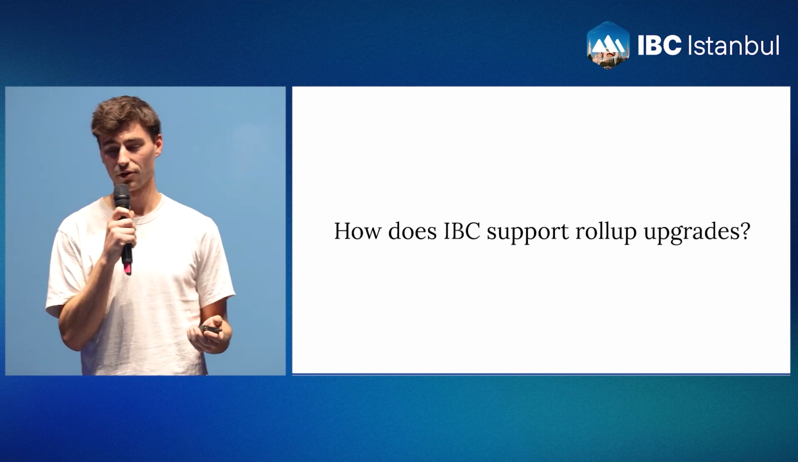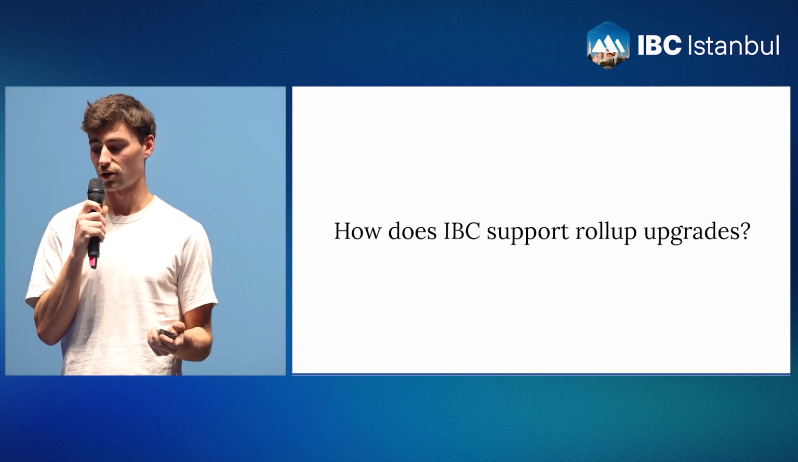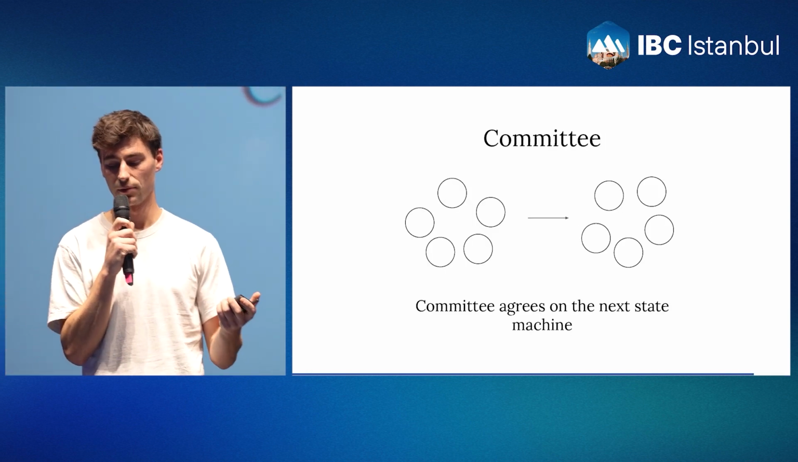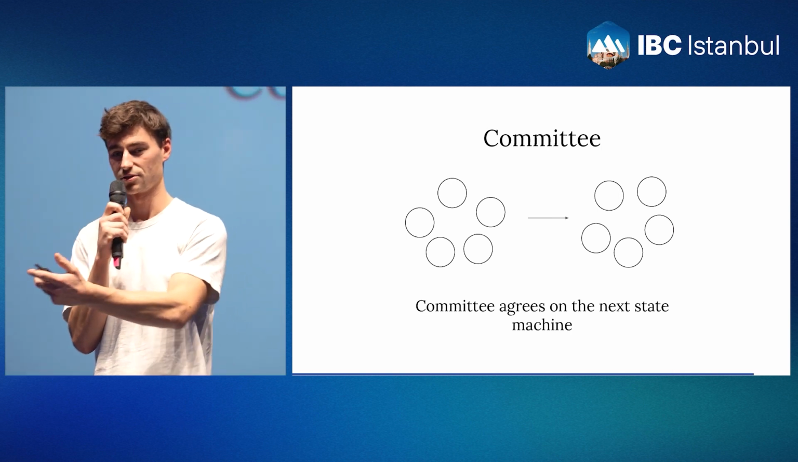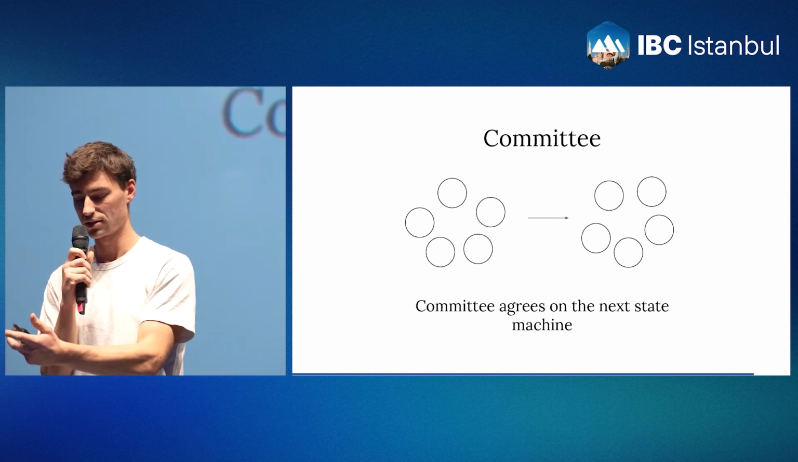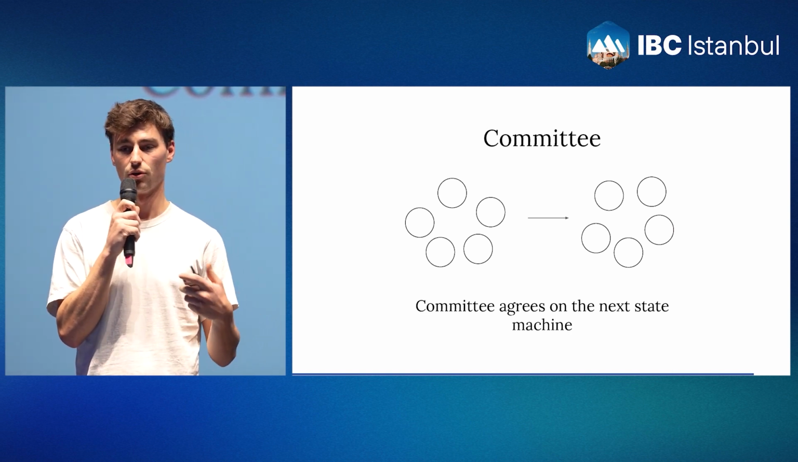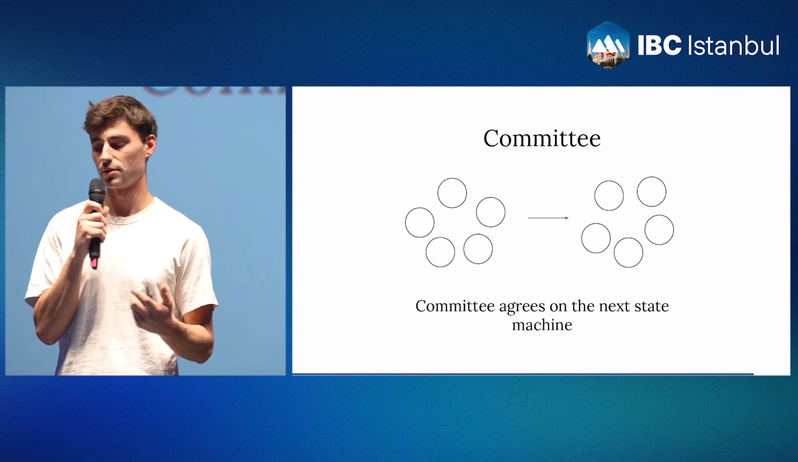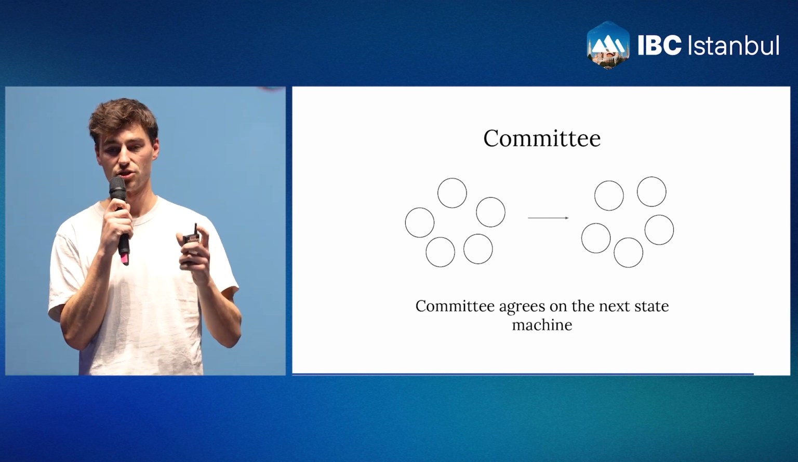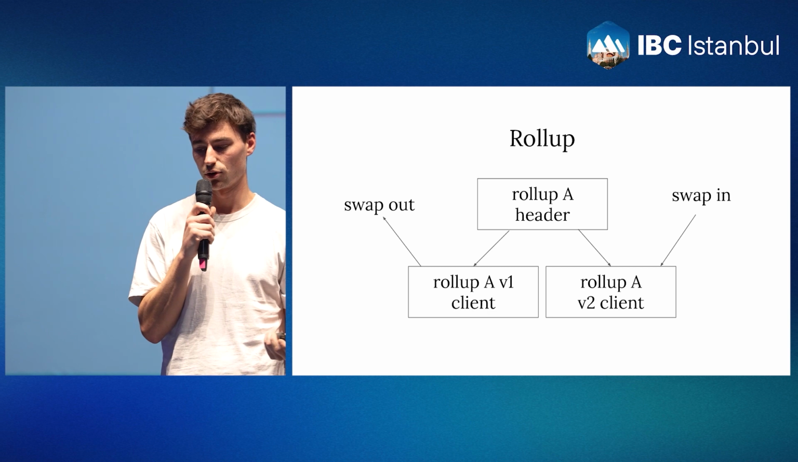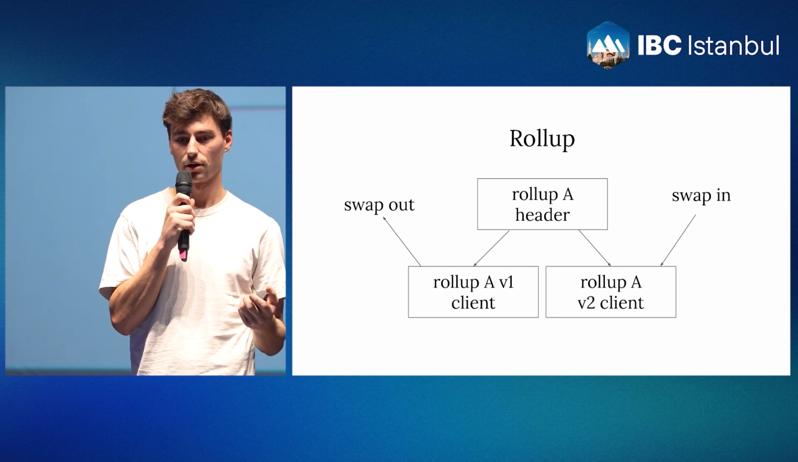I think another very important issue is the issue of upgrades. Conventionally, we have a committee, and the committee always signs on to what the next committee is, or the validator set signs on to what the next validator set is. And so we're always agreeing on the next state machine by doing that. If we're doing an upgrade, what simply happens in the consensus world is that they just vote on this being the new state machine. But how does this work with the rollup?